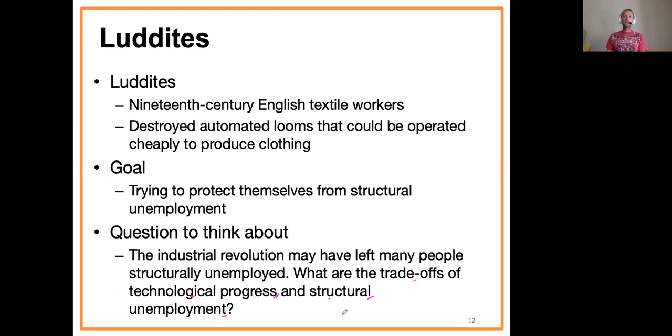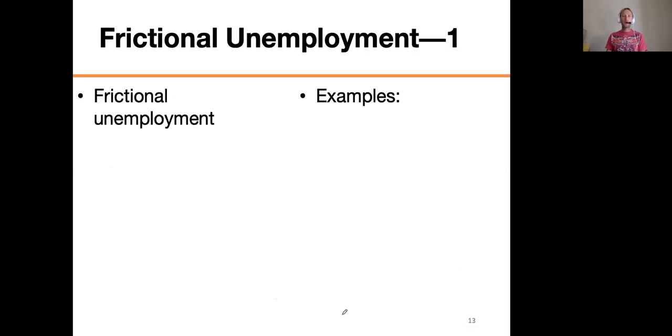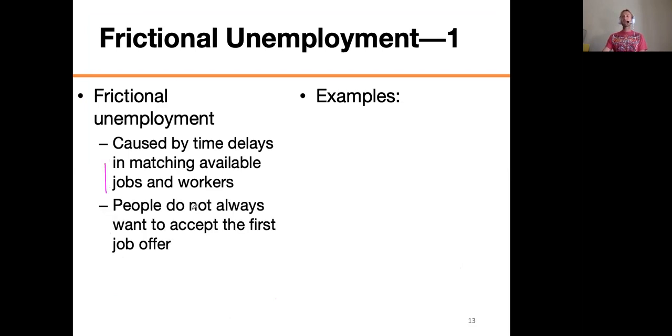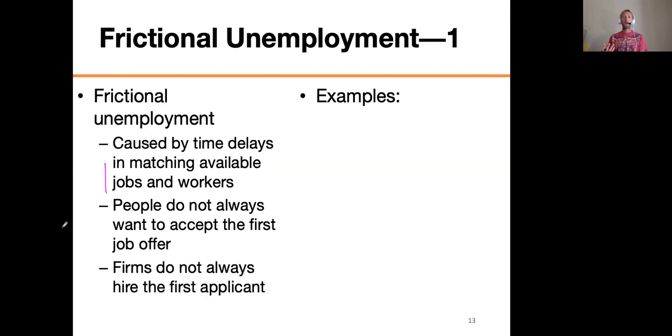Okay, here's another kind of unemployment we're going to talk about that's not actually quite so bad: frictional unemployment. So frictional unemployment is caused by time delays in matching available jobs and workers. Okay, what do I mean by that? Well, think about this. You might not always want to accept the first job offer that you get. My very first job, I accepted the first job offer I got. Every subsequent job after that, I've taken my time and I've looked at my competing offers, okay? And why? It's because I wanted to make sure I had the job that was going to fit my needs the best, right?